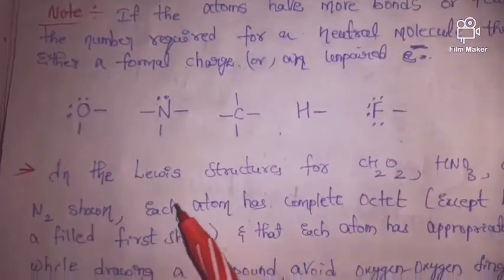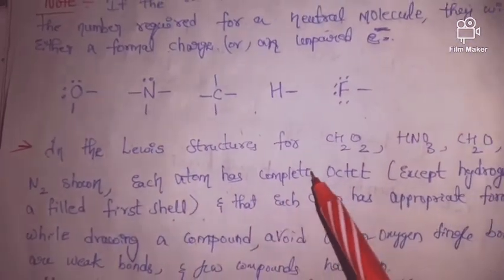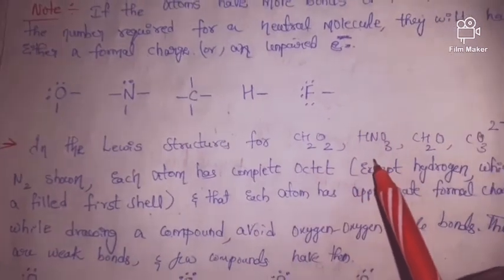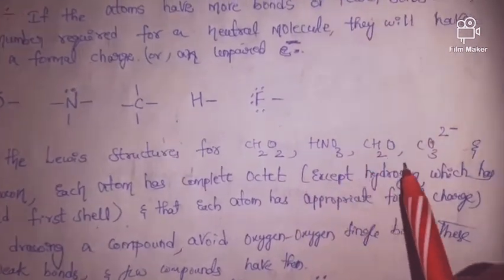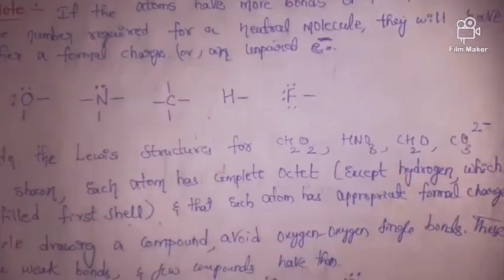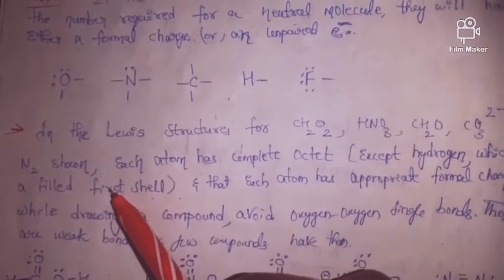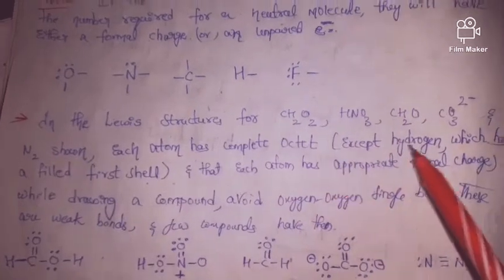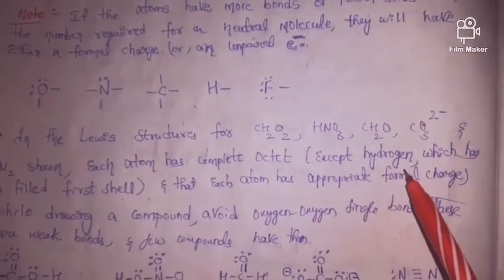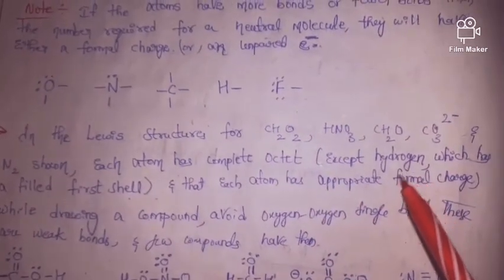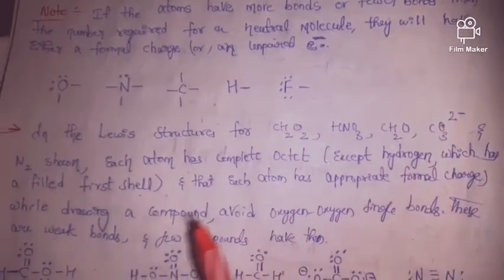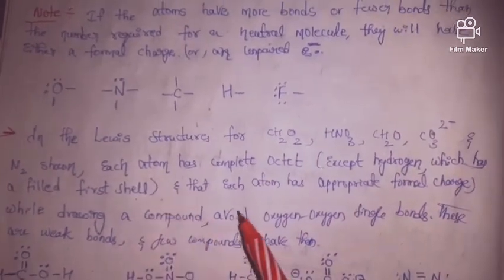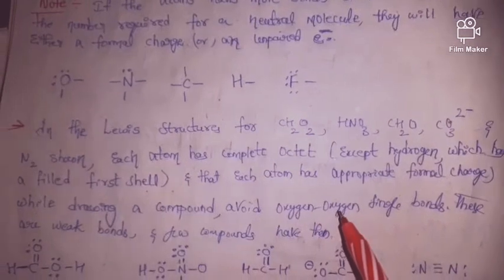Okay, next, in the Lewis structures shown for CH2O2, HNO3, CH2O, CO3 2 minus and N2, each atom has a complete octet except hydrogen. We know hydrogen obeys what? Doublet, or the duplet, no? So, except hydrogen, which has a filled first shell, each atom has an appropriate formal charge.